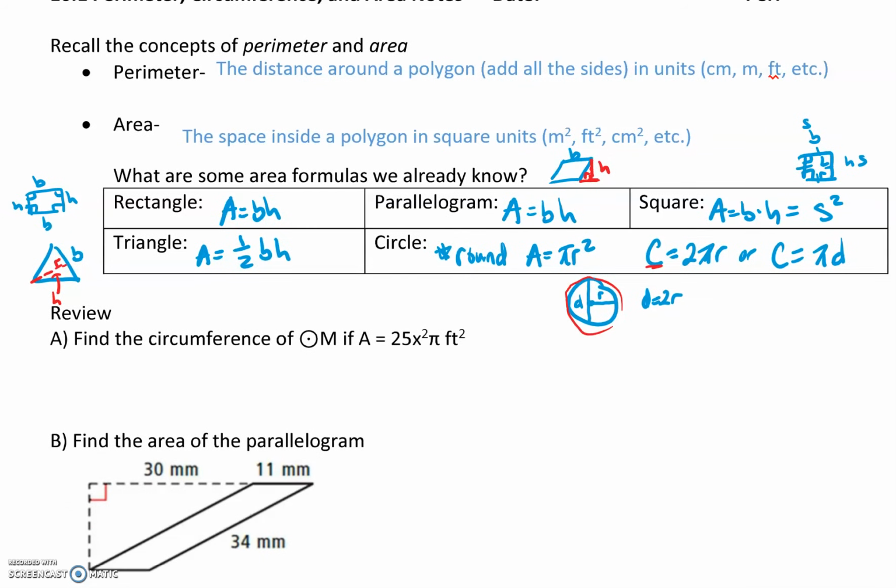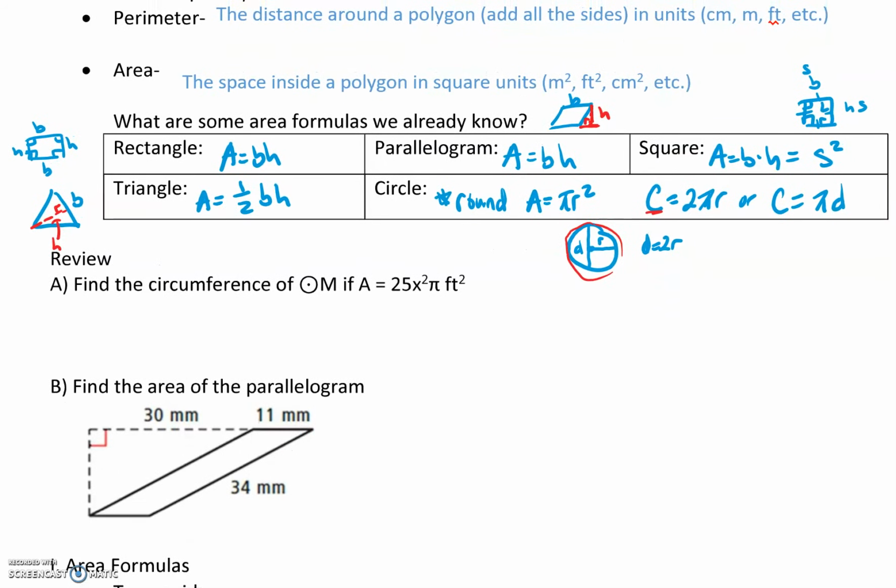So we have 2 review questions reviewing these more familiar shapes. If you look at A, find the circumference of circle M. This symbol stands for circle. Find the circumference of circle M if the area is 25x squared pi square feet. So just remember, the feet is only the unit, so please don't add that to your work.